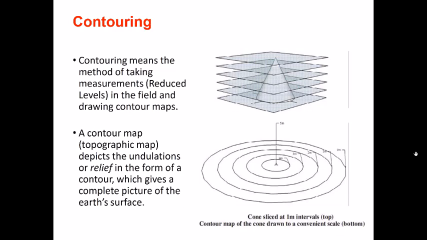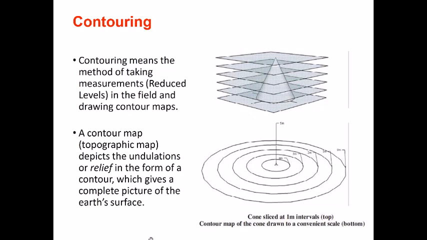But in order to draw these maps, you need to know reduced levels of a lot of points on the ground, so that you can come up with this map. So a contour map or a topographic map depicts the undulations or relief in the form of a contour. Undulations means how the ground elevations are changing, and relief basically means the same thing, and it gives a complete picture of the Earth's surface.